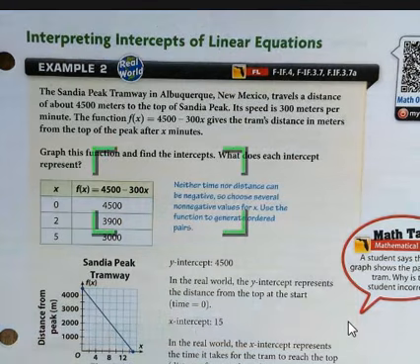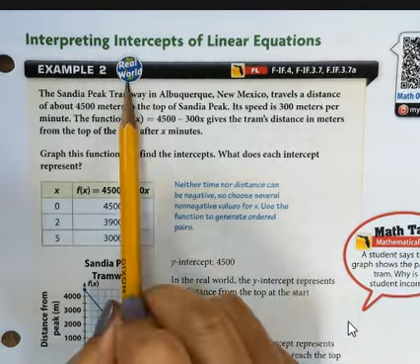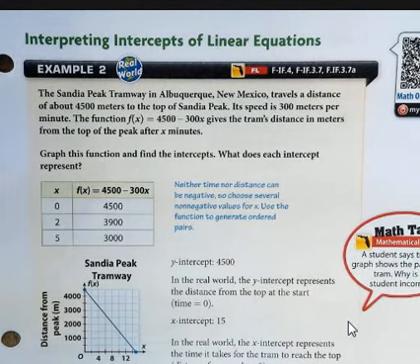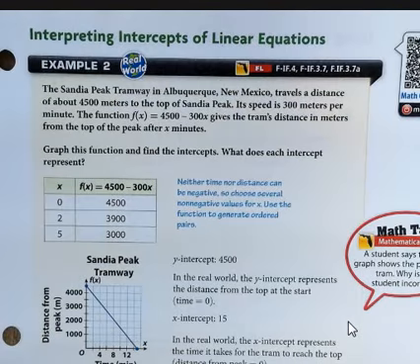So in this one here, it says the Sandia Peak Tramway in Albuquerque, New Mexico travels a distance of about 4,500 meters to the top of Sandia Peak. Its speed is 300 meters per minute, and the function f of x equals 4,500 minus 300x gives the tram's distance in meters from the top of the peak after x minutes. So we want to go ahead and graph that function to find the intercepts. And then we want to describe what those intercepts represent.